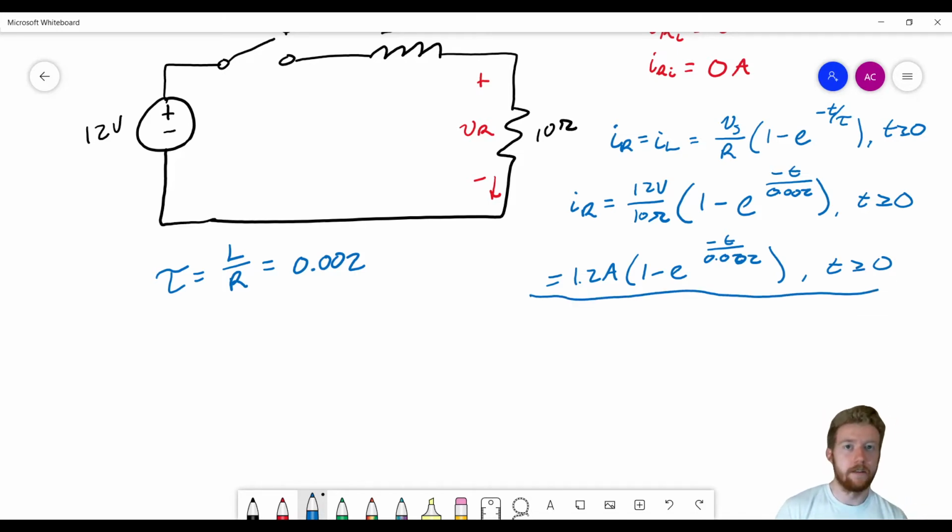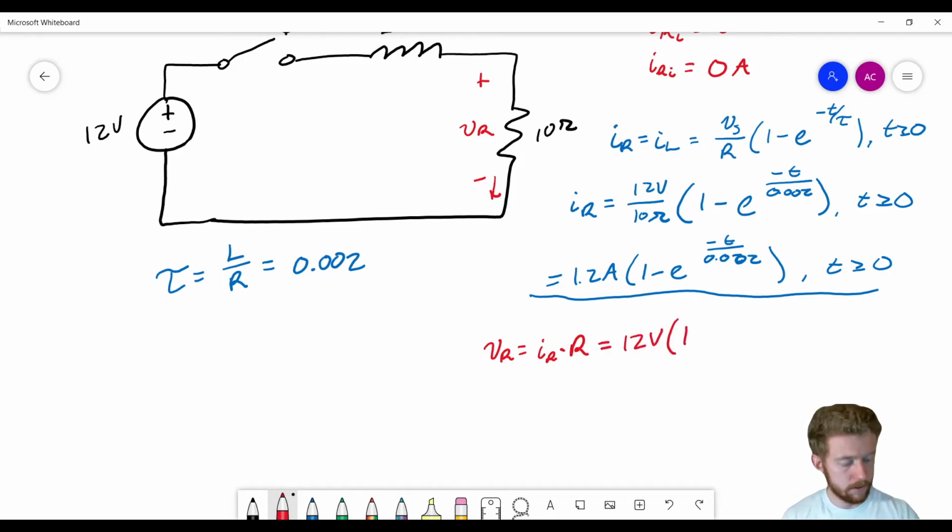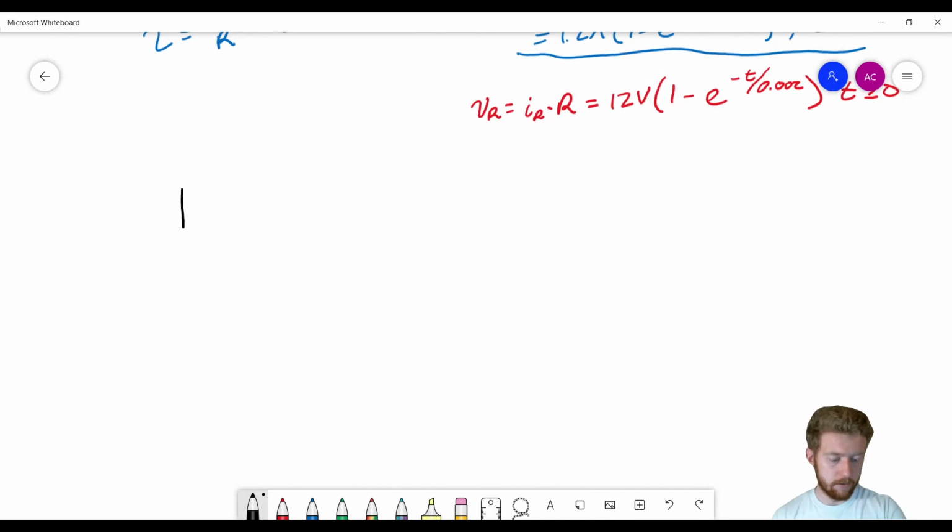So now we have IR. So how do we get the voltage across that resistor if we know the current? Well, you should be saying, we have Ohm's law. Ohm's law is pretty simple, so we just do VR is equal to IR times R. Okay, and once you manipulate that, you'll find that this is just equal to 12 volts times 1 minus e to the negative t divided by 0.002 for t greater than or equal to 0. So last thing we're going to do is just go ahead and graph this.